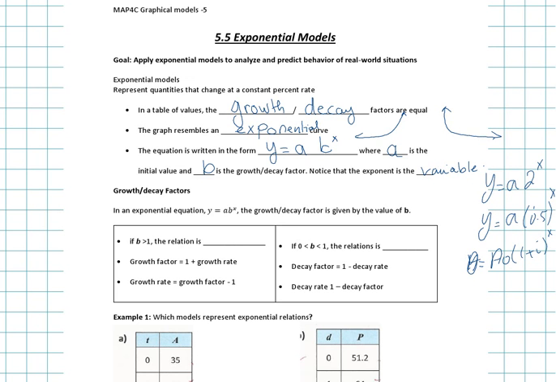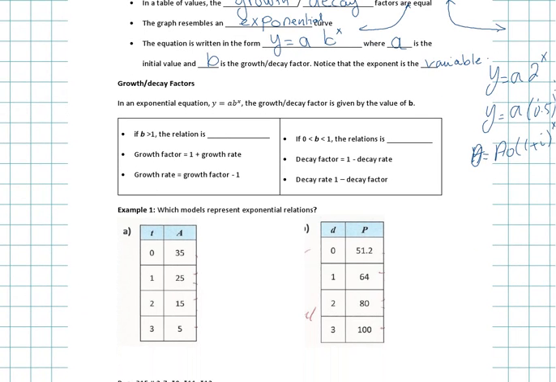When do I call it a growth and when do I call it a decay? When the base is greater than 1, then I call it growth, and when the base is between 0 and 1, it's called a decay, right? So if b is greater than 1, the relation is growing. And when it's between 0 and 1, the relation is decaying.